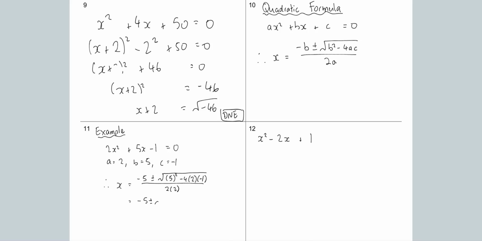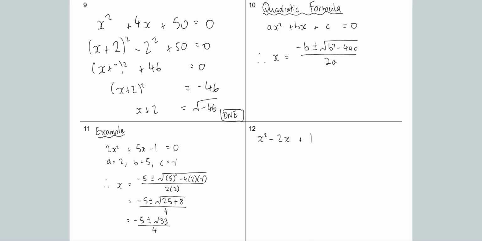Now I'll do the calculation step. -5 plus or minus the square root. And this is where you might be able to do more in your head, but I'll do it in two steps just to be clear. 25 minus 4 2s are 8. 8 times -1 is -8. So this ends up being +8, all over 2 times 2, which is 4, which gives us -5 plus or minus the square root of 33 all over 4. Okay, so that's basically it.